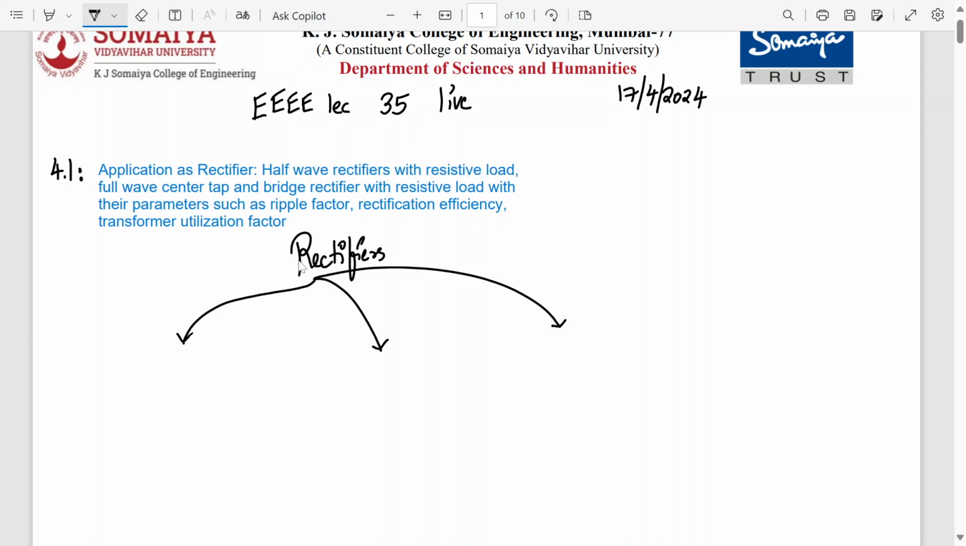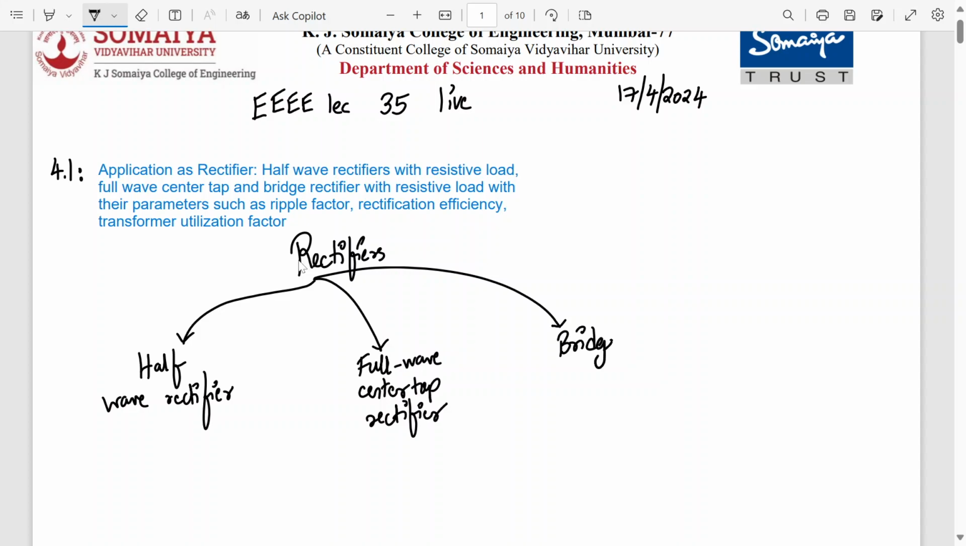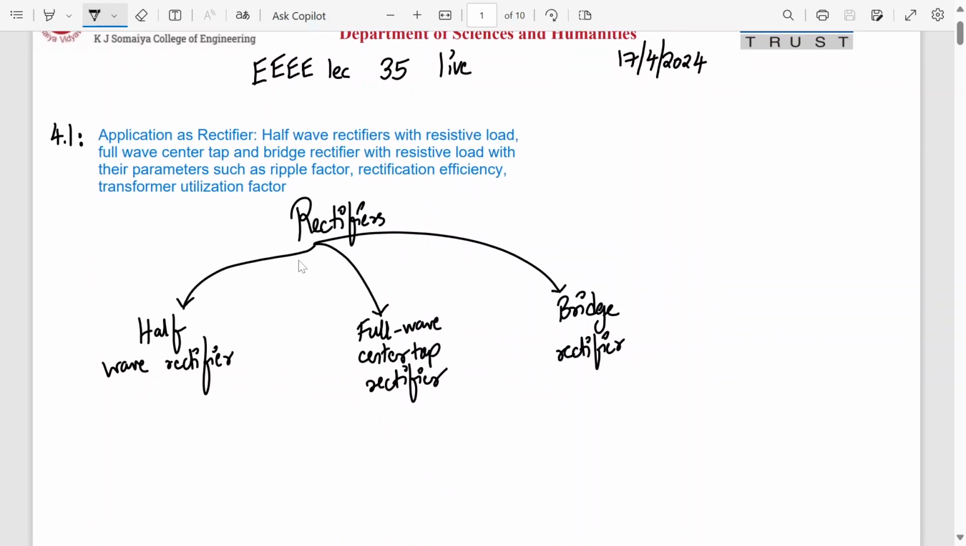First is half wave rectifier. Then full wave center tap rectifier, and then you have the third category as bridge rectifier. I hope you have heard of these terms before, or you have studied rectifiers in detail before. Yes, no? Yes, sir. You have studied this.